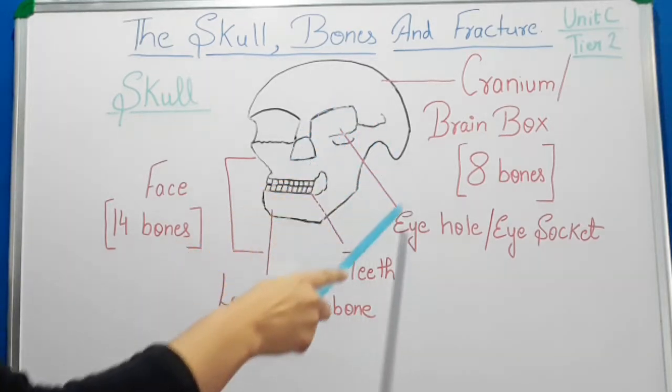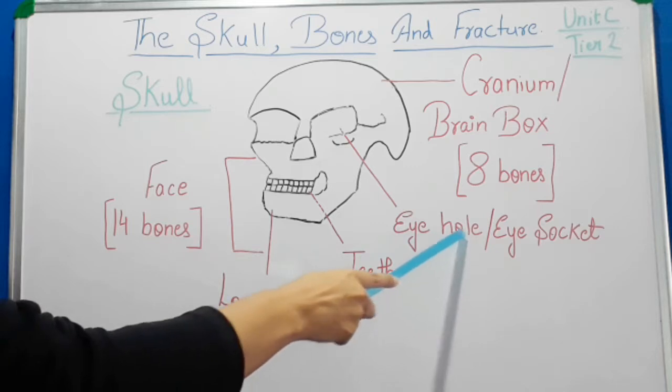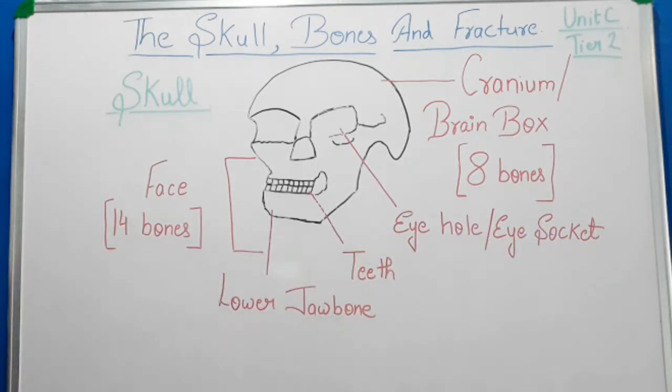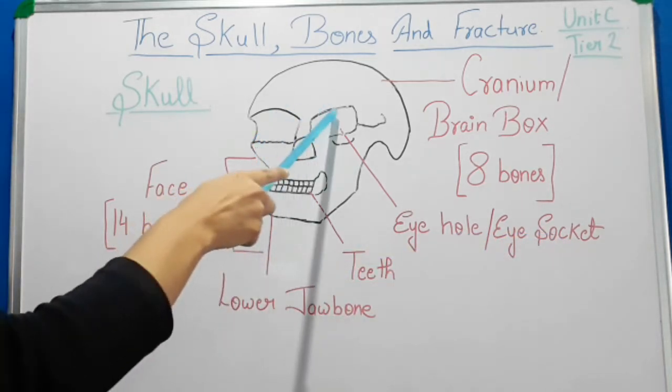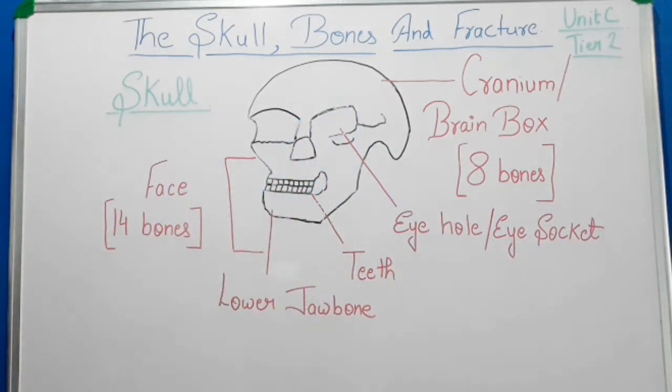Now see this part. Can you see this part? Yes, this is the eye hole or eye socket. Here the eyes are present, and the eye socket protects our delicate eyes.